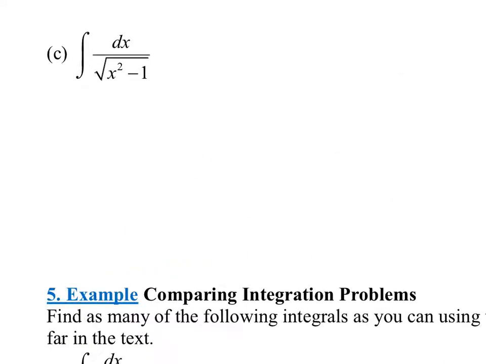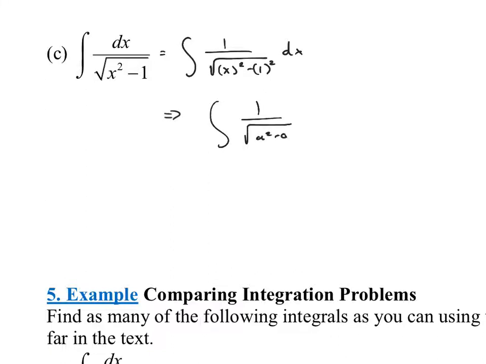Part C here, in all honesty, this is the integral of 1 over the square root of x squared minus 1 squared dx, right? So if we looked at this, this would be the integral of 1 over the square root of u squared minus a squared, and this would be a du is really what it is. This is not possible to integrate with our rules.